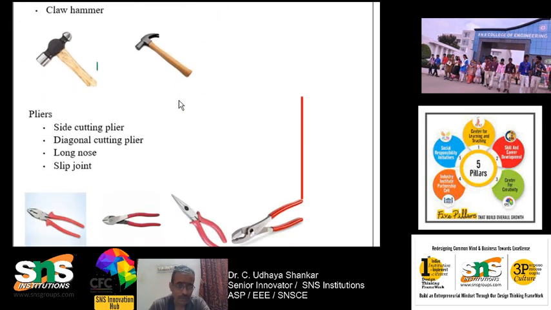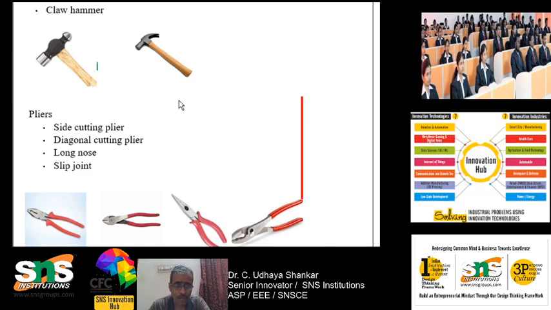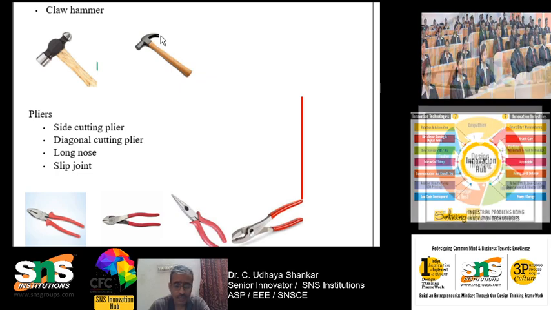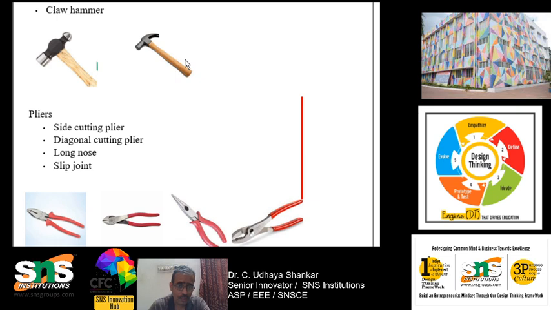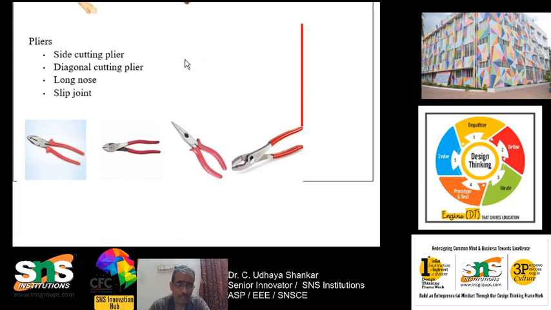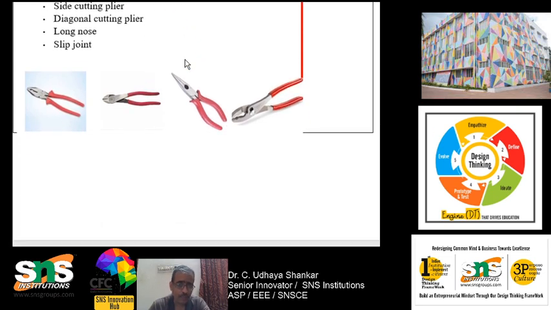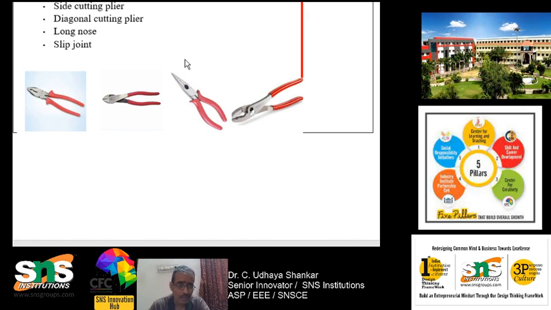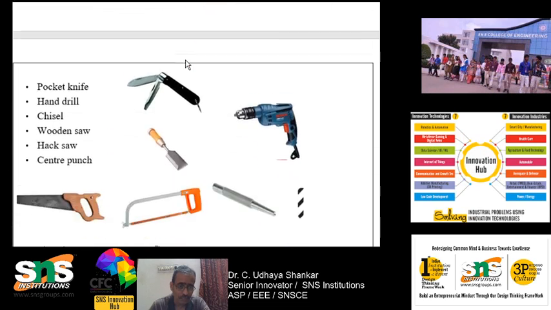There are two types of hammer. One is called the ball pen type, as you can see. The other one is the claw hammer. The claw hammer is also used to remove nails present in wooden boards and other things. Then next is pliers. What do you mean by pliers? There are four types of pliers. The first one is the side cutting plier, then diagonal cutting plier, long nose plier, and slip joint plier. These are the different types of pliers.